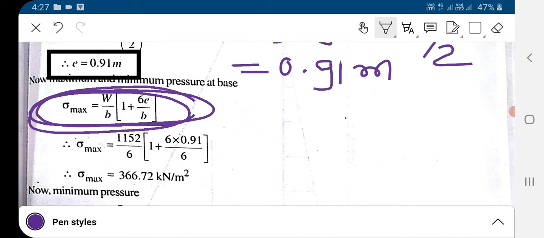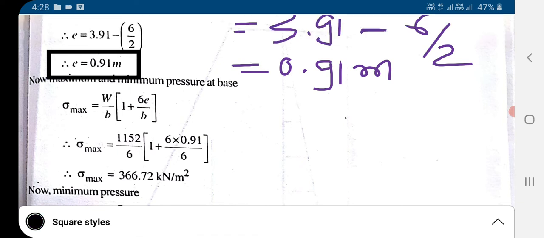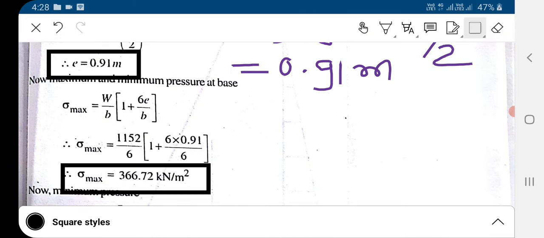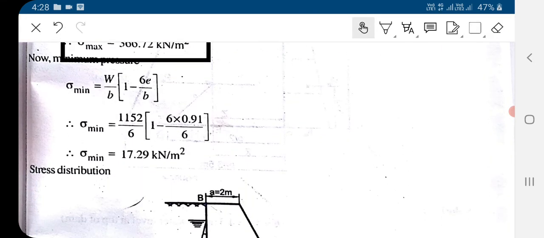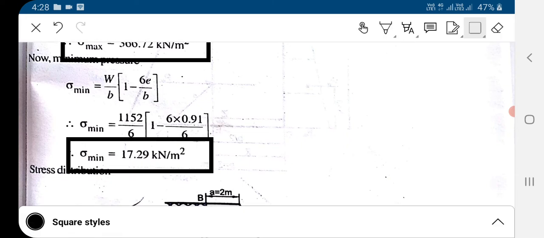So now go next. Now we know the equation for the maximum stress, that is W by B into 1 plus 6e by B. We have derived it in the very first lecture of this chapter, that is direct and bending stress. We have to put W, that we have already known. Eccentricity we have found out. Base width we know. So we just have to put the data and we can compute this maximum stress. Also by putting this data in the minimum stress equation, we can get the value of the minimum stress.